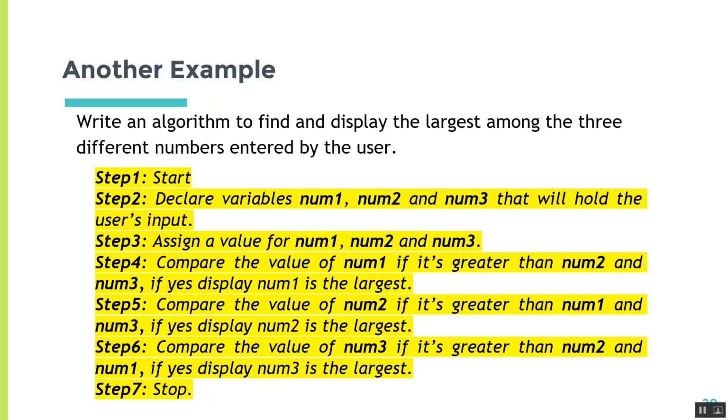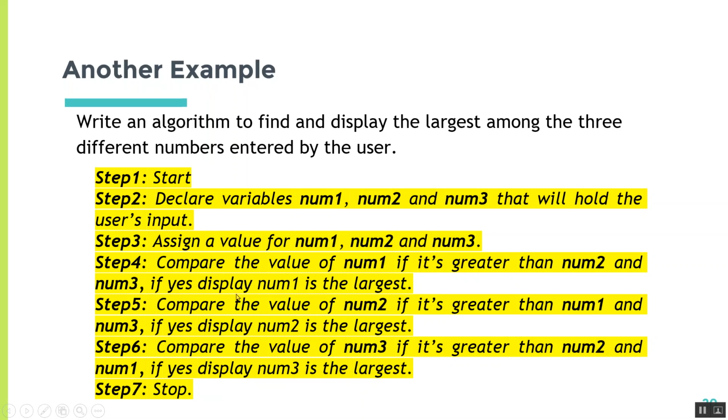Step 3, assign a value for num1, num2, and num3. Again, class, you just need to imagine what those values are. You don't need to explicitly put the values of num1, num2, and num3 here. So I would assign a value for num1, let's say 1, num2 is 2, num3 is 3. Okay, so check.